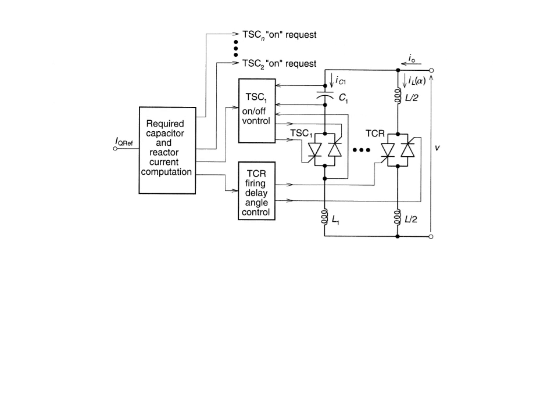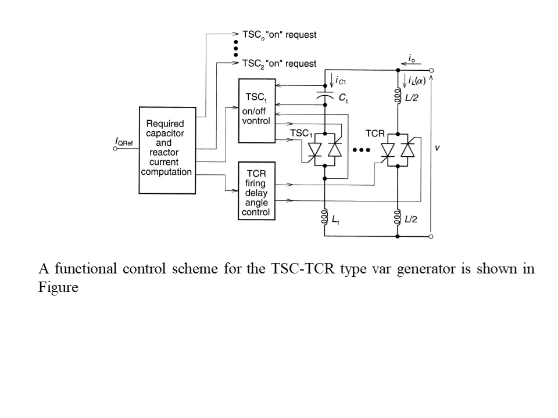So this is the functional control block diagram of the TSC-TCR. A functional control scheme of the TSC-TCR type VAR generator is shown in the figure. Here we are going to apply a control signal to the TSC branch as well as the TCR branch. In case of FC-TCR, we were only giving the pulses to the TCR branch, but in case of TSC-TCR, we are going to give the pulses for the TSC branch also and the TCR branch also.